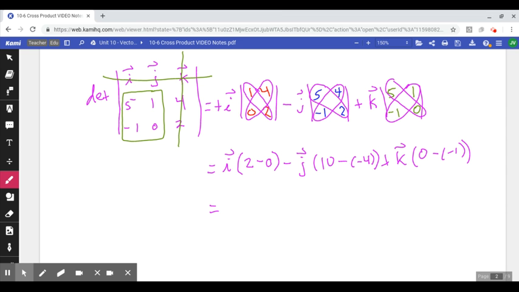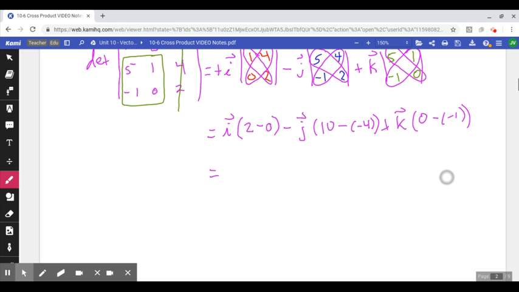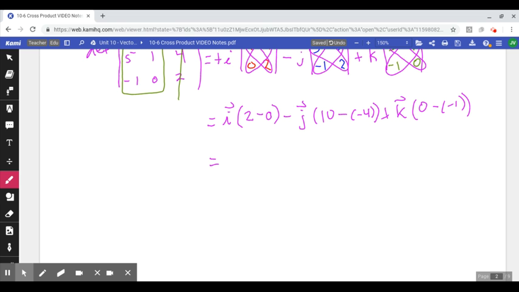Then all we need to do is a little bit of simplifying work, and we'll have found our third vector. So 2 minus 0 is 2, so our coefficient for the unit vector i is 2. And then we'll have j here being 10 minus negative 4, that's 14, and there's a negative sign out front. So we'll have negative 14 with vector j. And then we have 0 minus negative 1. So 0 minus negative 1 is just 1k, or you can write just k.